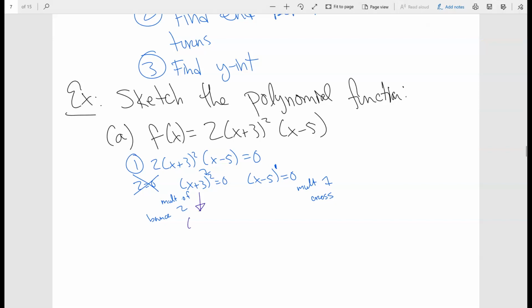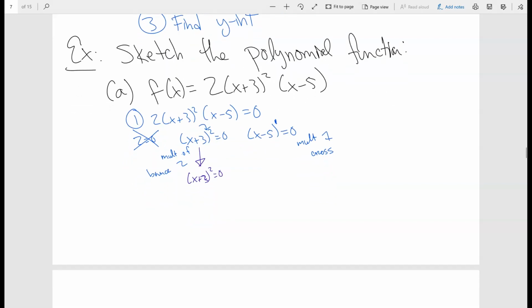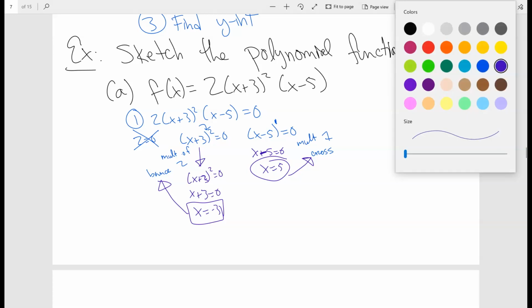Okay, so now let me solve it. X plus 3 squared is going to be equal to 0. Square root, that's going to go away. So that means that x equals negative 3, this guy is going to bounce. This guy, x minus 5 equals 0, so x equals 5. That means that this guy is going to cross. Okay, so those are the only 2 roots that I have, the only 2 zeros.